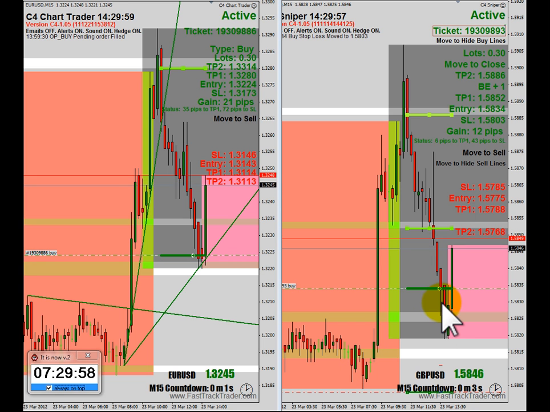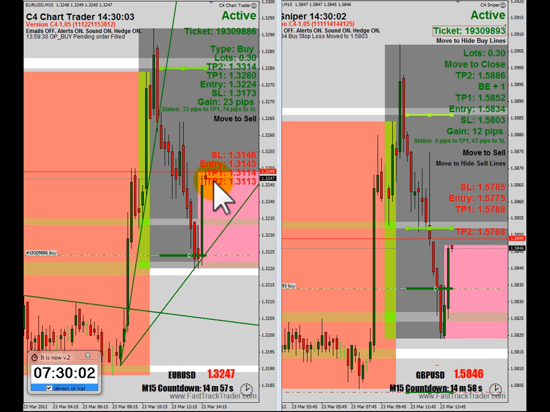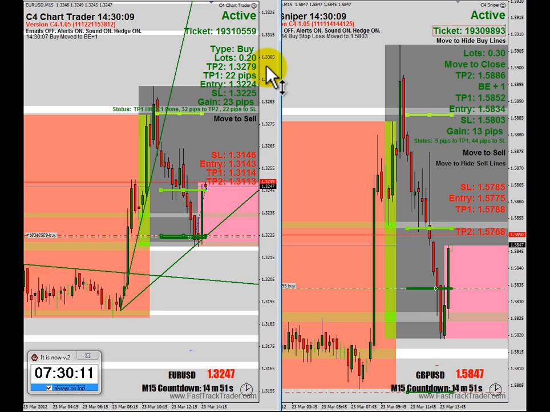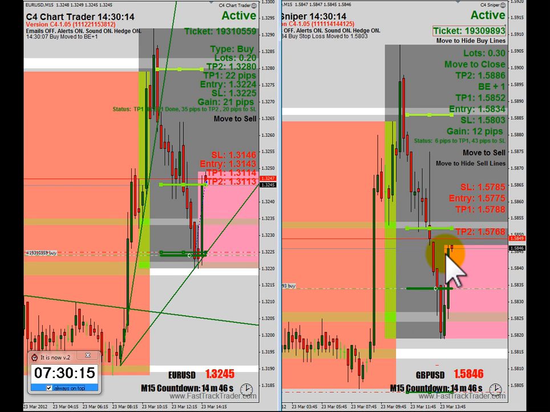Okay, so looks like it's bouncing off here hard. Let's see if we can get to this grid. This guy's up 22, so I'm just going to take this off and take this to the next grid and see if it punches that high. Great. This one's at 13. Let's see if we can get this up to this next grid.